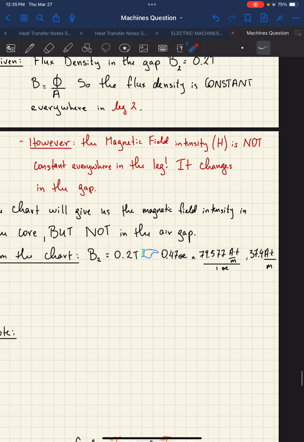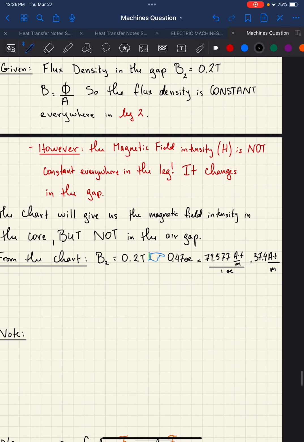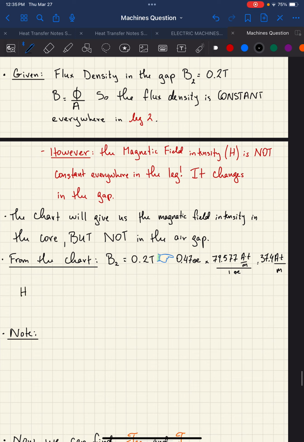Let's write that down. From the chart, we found that the magnetic field intensity in leg 2, or core 2, I wrote it in my notes as core 2, which is basically leg 2, is 37.4 amp turns per meter. To make it easier for our eyes, let's put this in green because we're going to need this later. Let me give you a little heads up of what I'm trying to do.